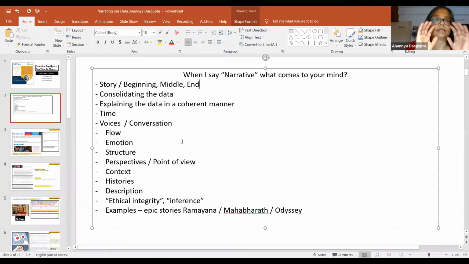All right. So the point being that the idea of the beginning, middle, and end, the classic definition of what a story is, this definition comes to us from Aristotle. Emotion, flow, structure, perspectives, points of view, these are all very useful characteristics that you have all already contributed. And I'm going to touch upon several of these as we think about how this can help us work with narratives when it comes to our research work.